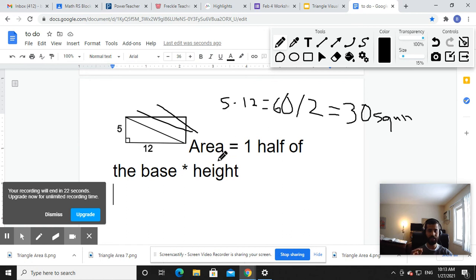And if that doesn't make sense to you, just remember 1/2 base times height. 1/2 base times height for triangles. And then rectangles, just base times height. And that should hopefully help you if you're not much of a visualizer kind of person.